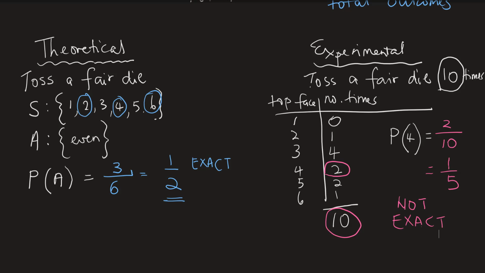Let's just recap the difference between theoretical and experimental probability. In theoretical probability, you know exactly what all the outcomes are going to be. In experimental probability, you do know what those outcomes are as well. But because you've conducted an experiment, you also know the number of times that each of those outcomes occurs.